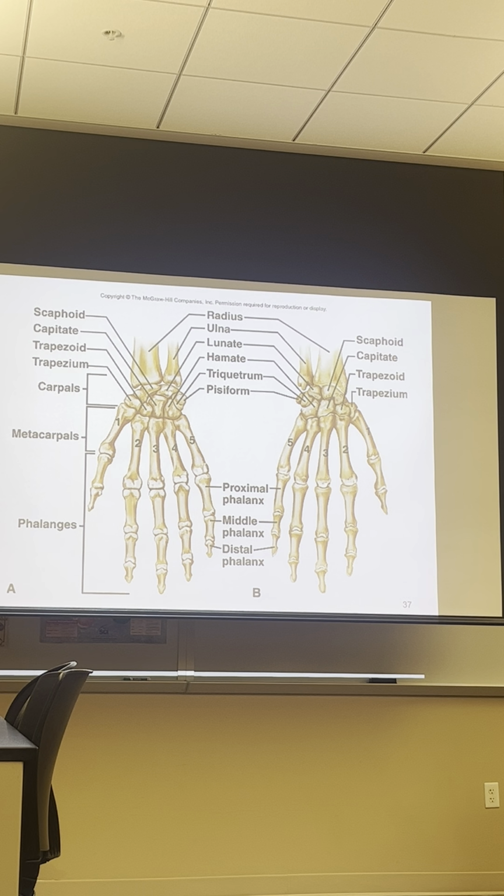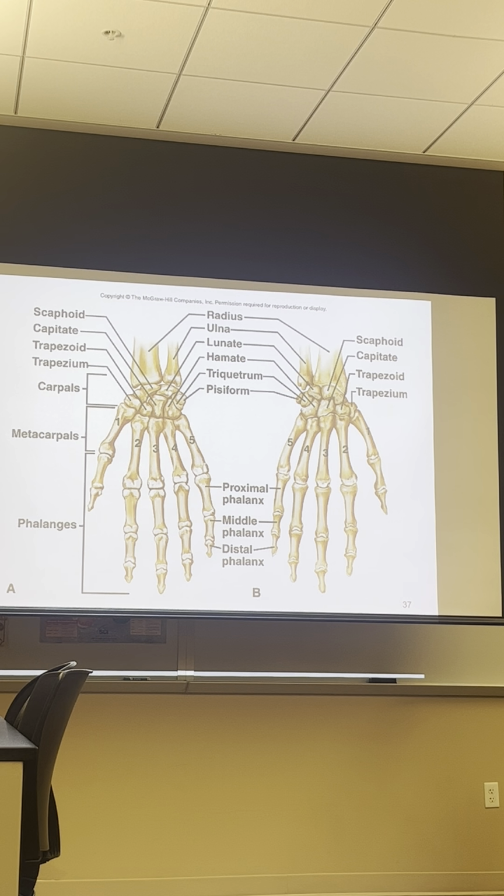Right there, okay? So right here, you've got the radius and ulna, which meet the hamate and the lunate bone. The hamate bone is named because it looks like a piece of ham, and the lunate bone because it looks like a partial moon. That's the hamate and lunate.